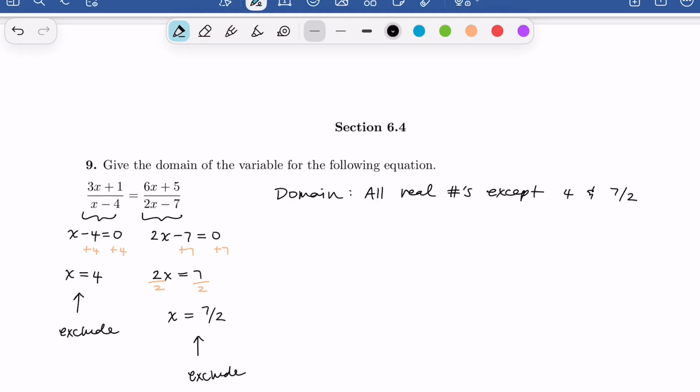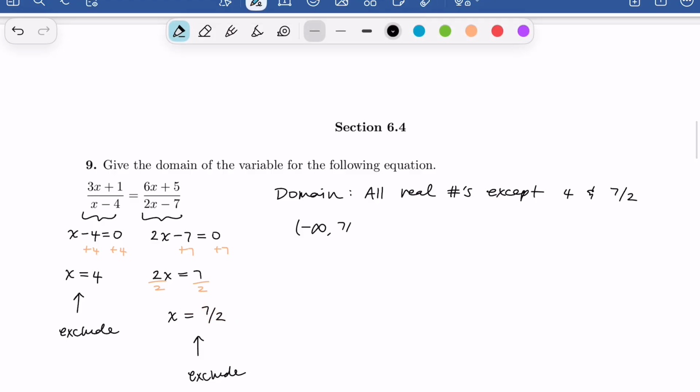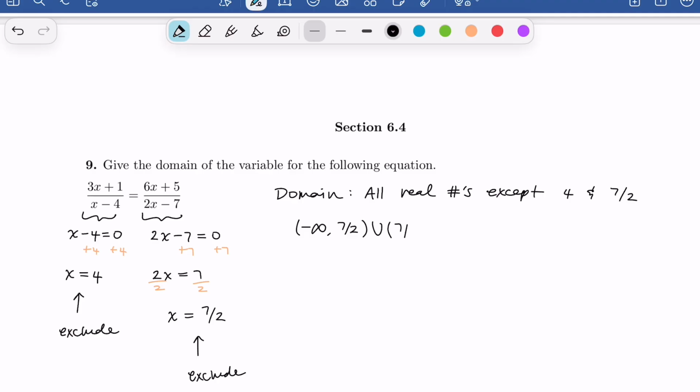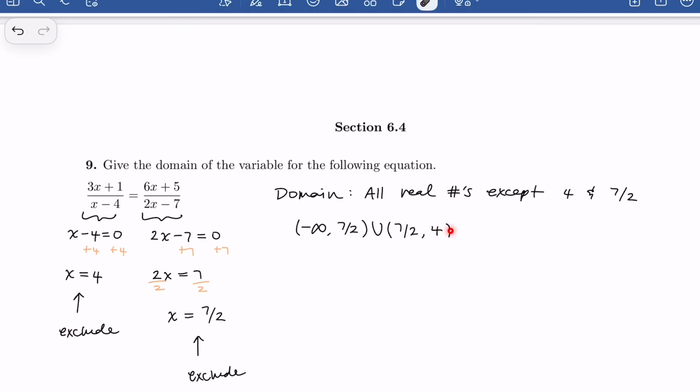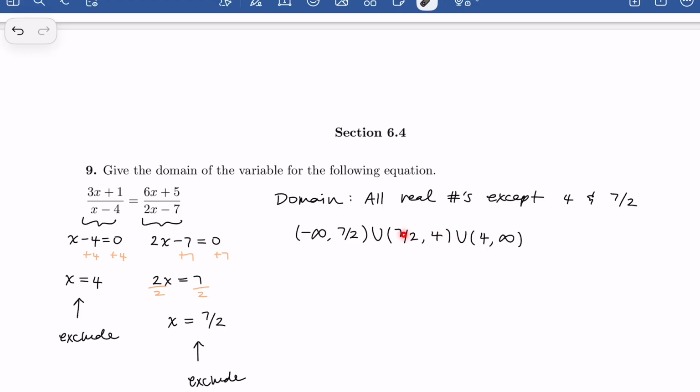And then in interval notation, we would say negative infinity up to our smallest value that we're going to exclude. So that would be this one, up to 7 over 2. And then we're going to have a parenthesis enclosing this interval to indicate that we're not actually taking this value. Then we're going to take 7 over 2 up to 4 because everything in between these two values that are going to be excluded can still be a part of our domain. And then lastly, 4 all the way up to infinity. And again, these parentheses here indicating that we're not actually taking these values. All right, so that would be the domain for this.